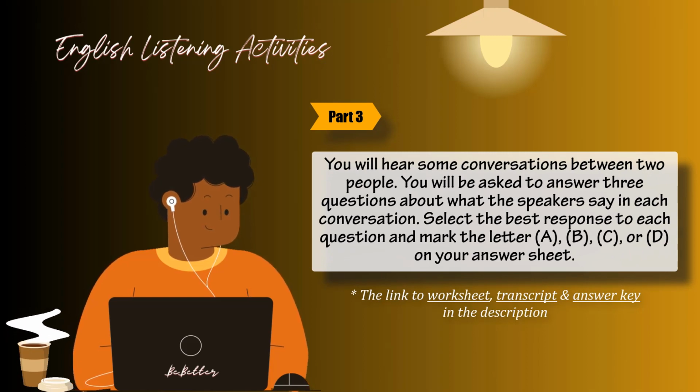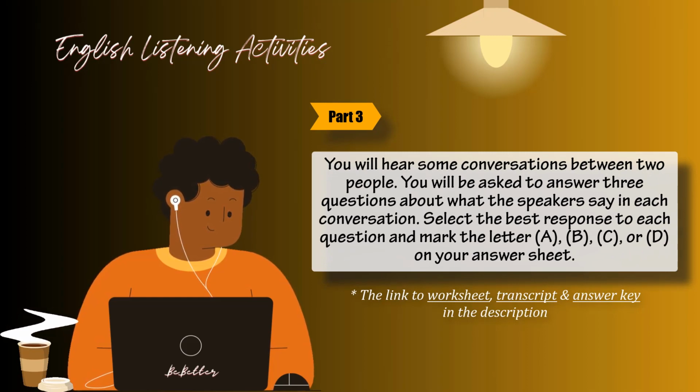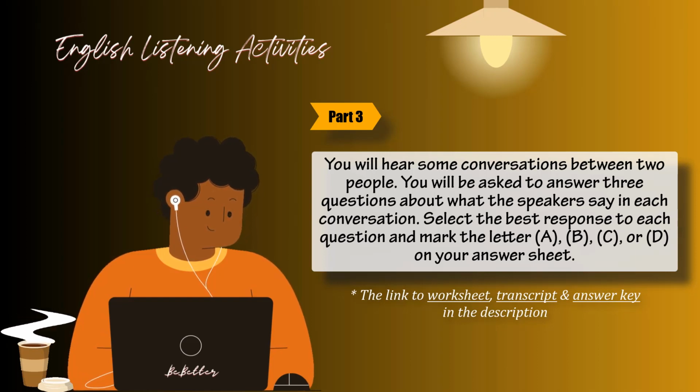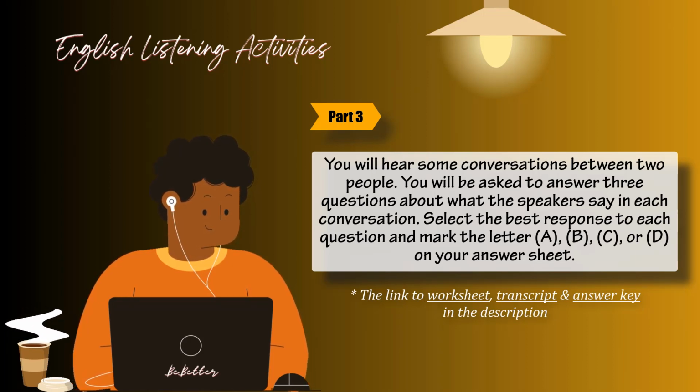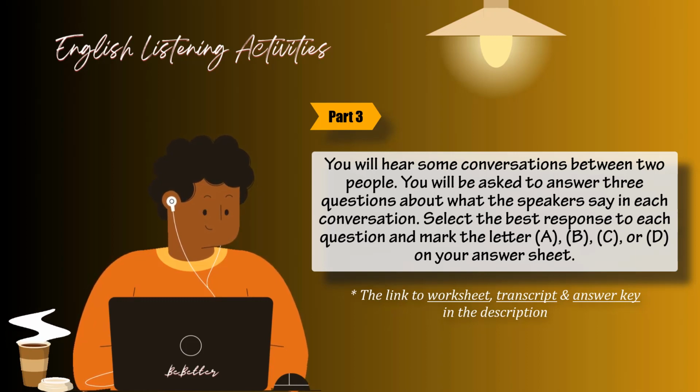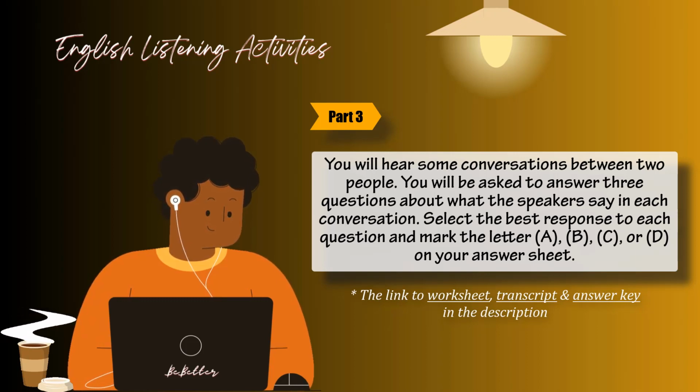Part 3. Directions. You will hear some conversations between 2 people. You will be asked to answer 3 questions about what the speakers say in each conversation. Select the best response to each question and mark the letter A, B, C, or D on your answer sheet. The conversations will be spoken only one time and will not be printed in your test book.